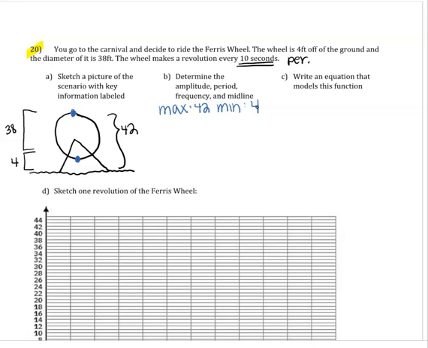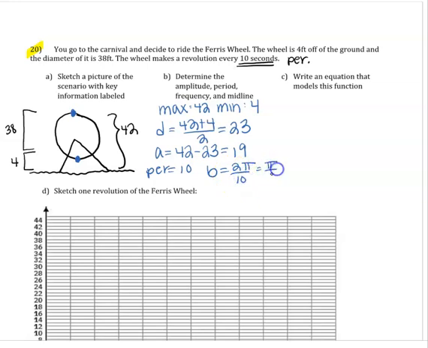Now, it's important to use that max and min because I can come up with the midline from that, which is just the average of those. My amplitude is always the maximum minus the midline, which is 19. And they told me the period is 10 seconds, which means the frequency is 2 pi over 10 or pi over 5.